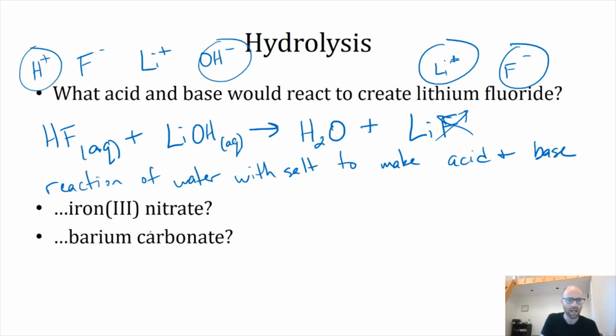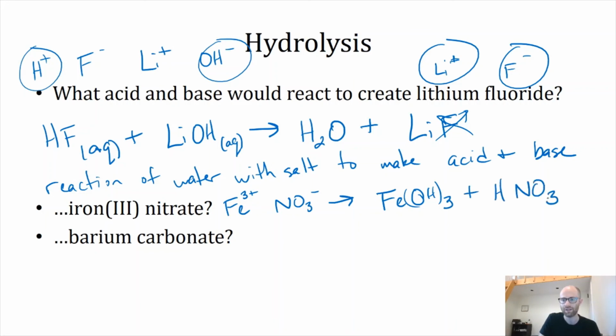Excellent. Iron 3 nitrate. We need to figure out what our charges are. Remember, the 3 means iron plus 3. Nitrate is NO3 from table E. It's got a -1 charge. So in pairing these up with hydroxides and hydrogens, to make sure that we make a neutral compound, what we should get is iron 3 hydroxide and nitric acid.